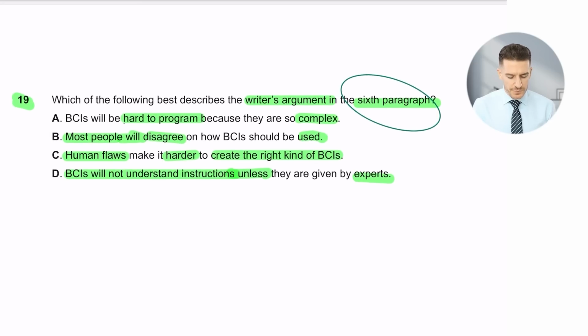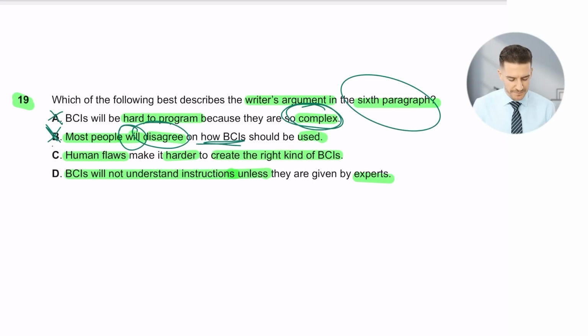So A: BCIs will be hard to program because they are so complex. Well, it does sort of talk about hard to program, but it's not talking about being complex, because the issue was that we as humans are not perfect. So A can be removed. The next one was B: most people will disagree on how BCIs should be used. Well, no, it doesn't talk about that. It does say we're divided, but it doesn't say people will disagree on how they should be used.